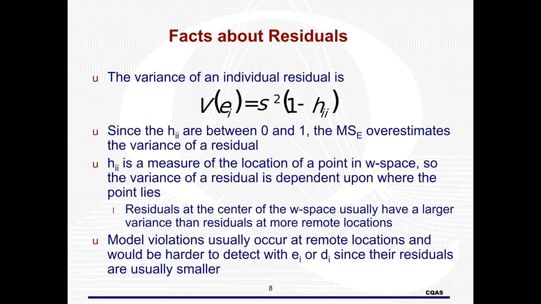Residual variance depends on H. Points near the center of the design space tend to have larger residual variance. Points far away have smaller residual variance. Ironically, model violations often happen at these extreme points, making them harder to detect unless we adjust for this effect.